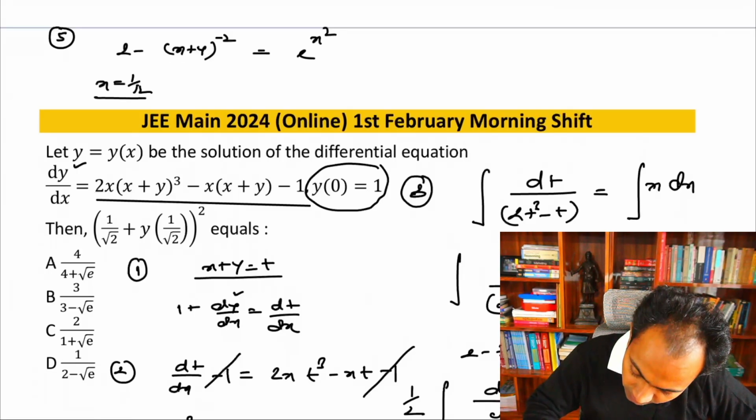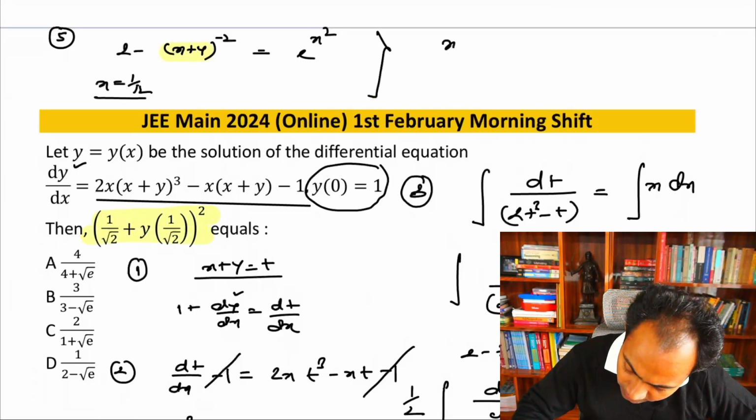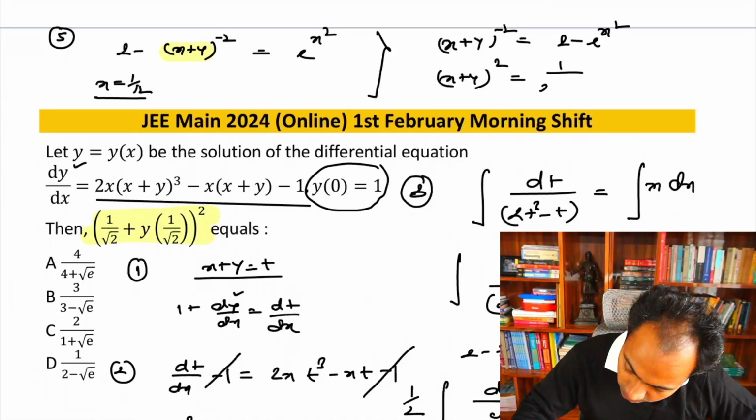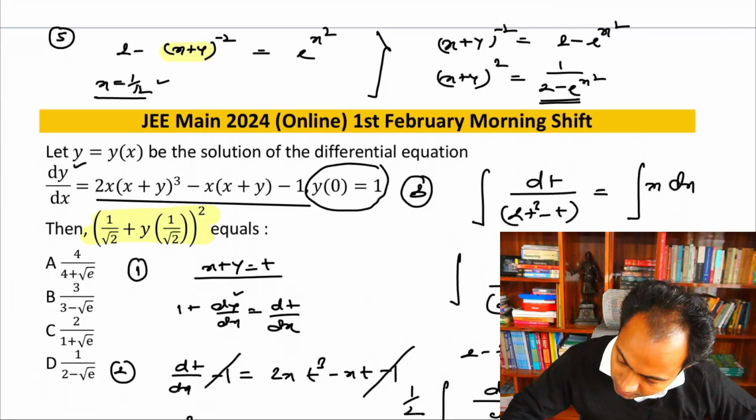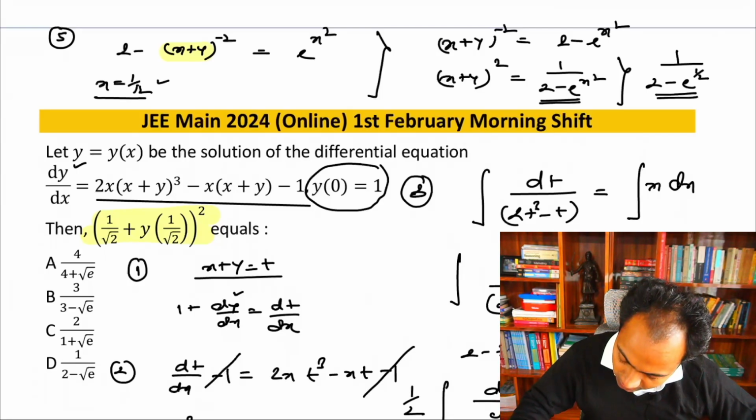Now let us simplify this and write it in a better form. This will be equal to 2 minus e raised to the power x square, and x plus y raised to the power 2 is 1 upon 2 minus e raised to the power x square. You can see that what I need to do is just put the value of x is equal to 1 by root 2 in this and get the answer. So it becomes 1 upon 2 minus e raised to the power 1 by 2. So it is nothing but 2 minus root 2 in the denominator, and you can see that option D matches.